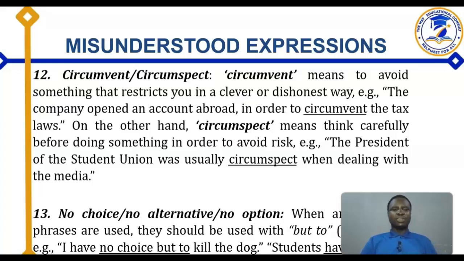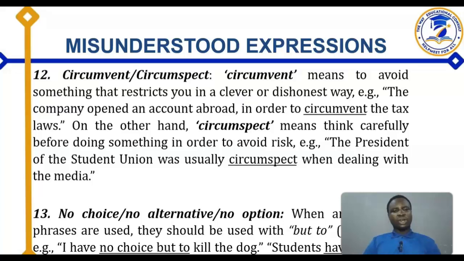For instance, the president of the student union was usually circumspect when dealing with the media. You know, as common with many media personnel, they may take just an expression of what you have said and use it as a headline, which might mislead many impatient readers or listeners as far as media reports are concerned. So circumspect means you are dealing with it with wisdom, not talking too much in that condition.